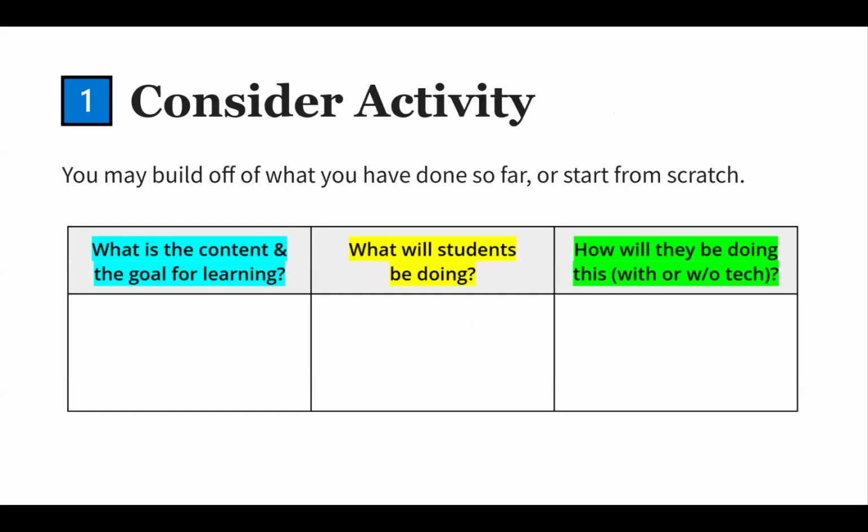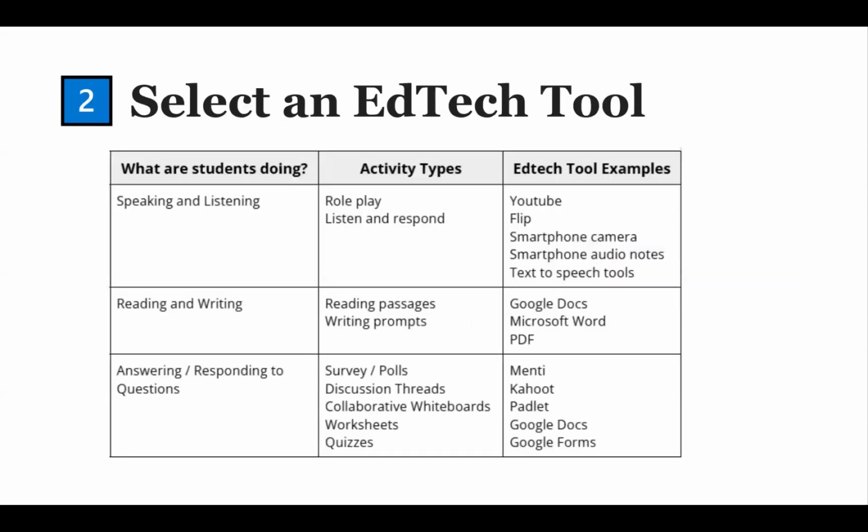So in your workbooks, we're going to be adding the session 3 activity this evening, so it'll be ready for you in the morning. What it will do is walk you through that sequence of questions, the strategy for designing an activity and thinking about the content, what students will be doing and how they'll be doing it. There are examples of the types of things students are doing, what types of activities might lend themselves to, and some ed tech tool examples.